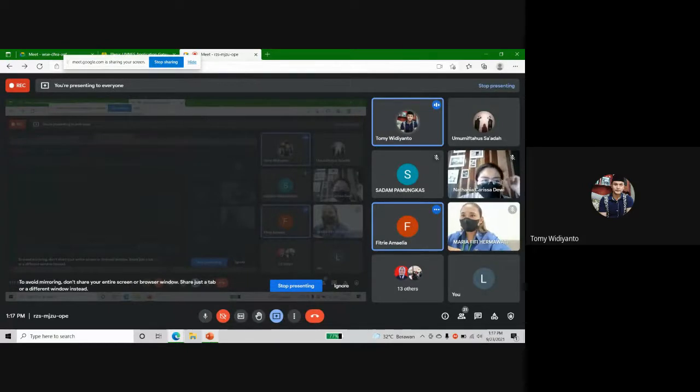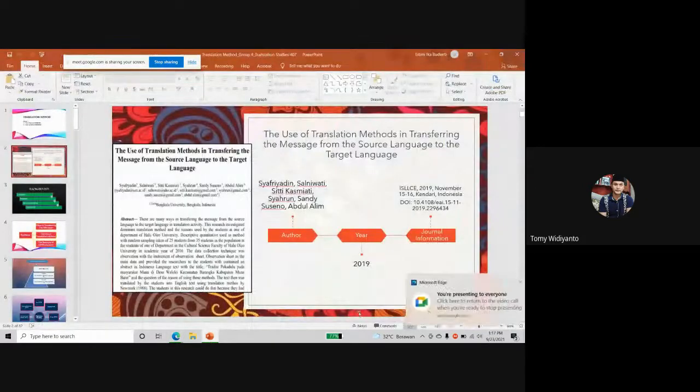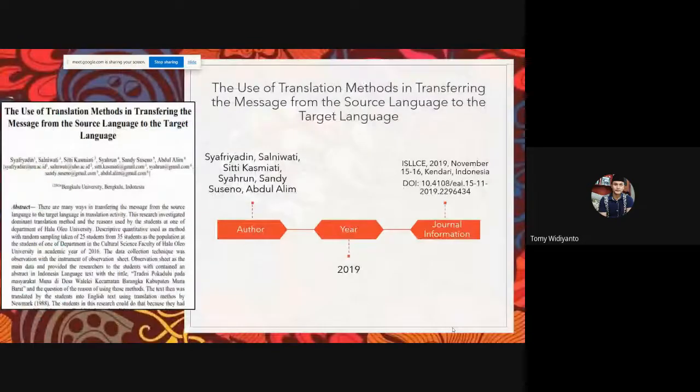In this first article, titled "The Use of Translation Method in Transferring the Message from the Source Language to the Target Language," the authors are Safriyadin, Salniwati, Siti Kasmiati, Syahrun, Sandi Suseno, and Abdul Alim. The year of the article was 2019.